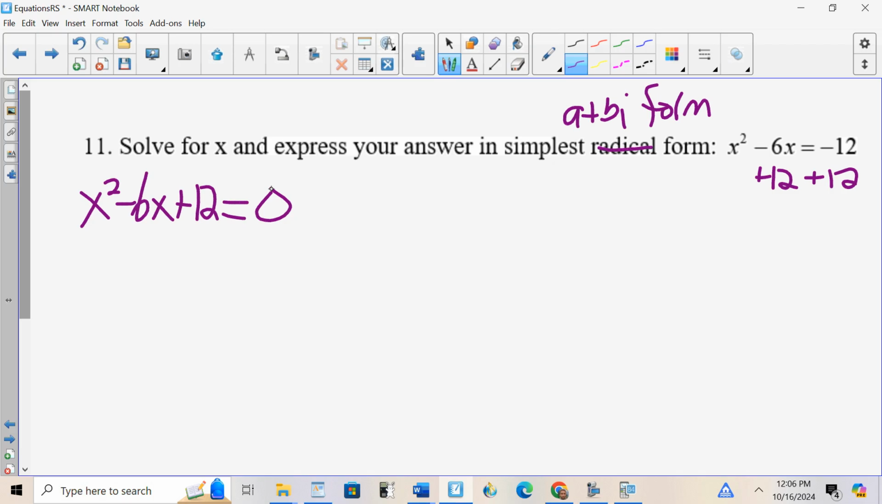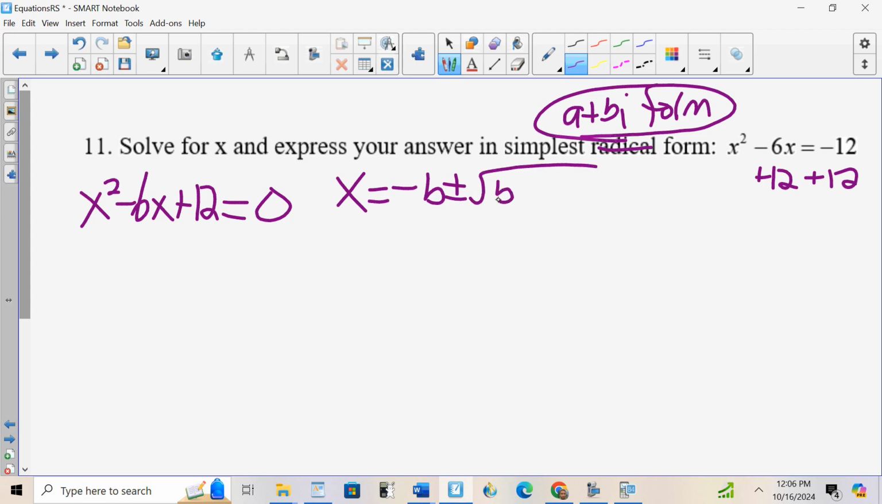There's no GCF. Are there two numbers that multiply to 12 and add to 6? Nope. And I knew there wouldn't be, because if it says simplest a plus bi form, that means it's not going to factor. So what does he do? All of his friends are over, ready to party. Bubble machine's broken. He busts out his guitar and he sings his song. X equals negative b plus or minus the square root of b squared minus 4ac all over 2a.